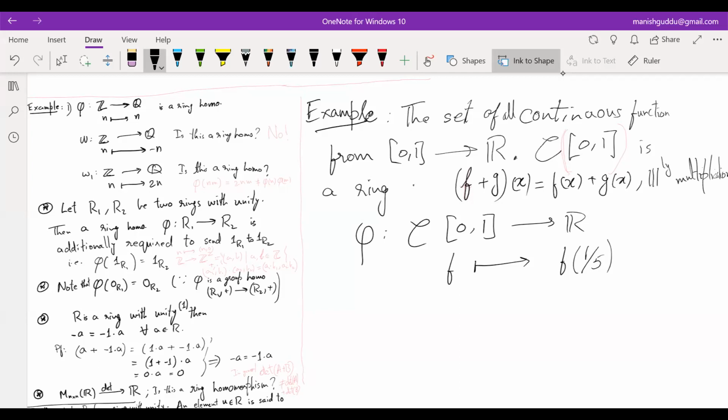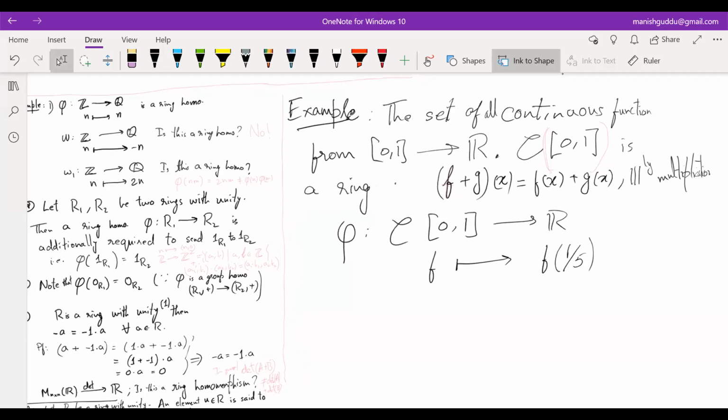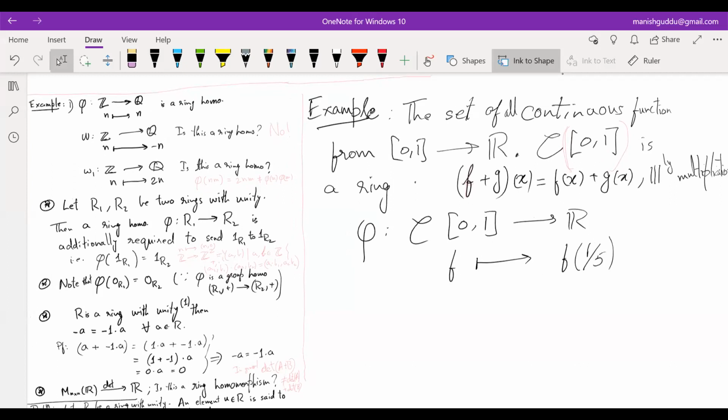Yeah, so this is a ring, and phi maps, which sends a continuous function to its value at, let's say, 1/5. So you can take any number between this. So maybe this is dependent on 1/5. So one can also put a notation here. So this is a ring homomorphism. Yeah. So it's easy to check that this is a ring homomorphism. I mean, this is more or less the definition of these operations on rings.